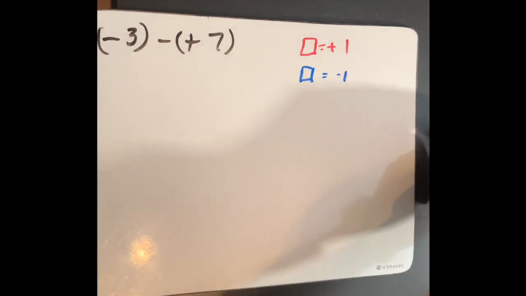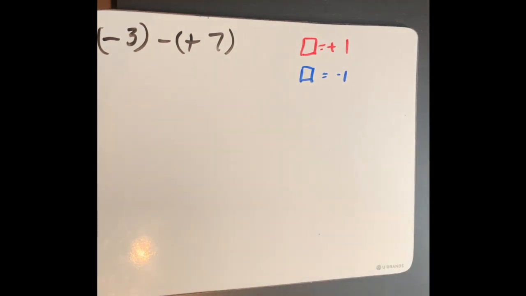So what I want to do today is show you once again how to subtract integers using tiles. And then I want to show you why you're able to just flip the sign and flip the operation on the second half of the equation. This will make more sense as I explain it. So our first question, we have -3 take away +7.